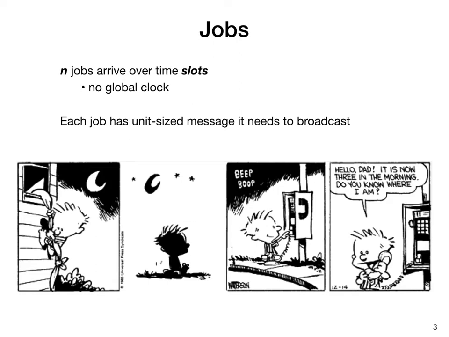Here, our players are treated as jobs, and these jobs arrive over time seeking access to the shared channel. This is a time-slotted setting, and there is no global clock. That is, the jobs don't share a common notion of time a priori, and they don't know how old the system is when they join. Each job has a data message, which requires one slot to send. Here's an example. We have Calvin arriving at some point in time to access the channel and deliver his important data message.